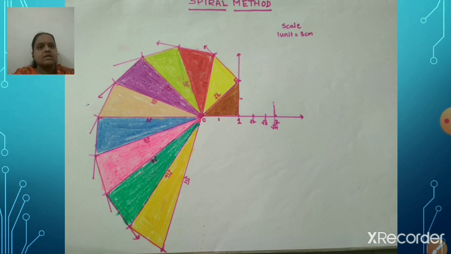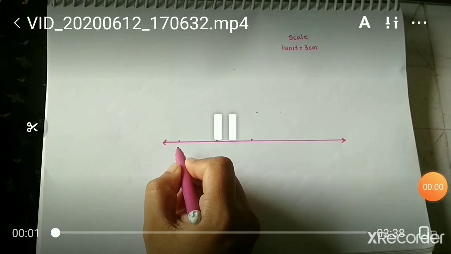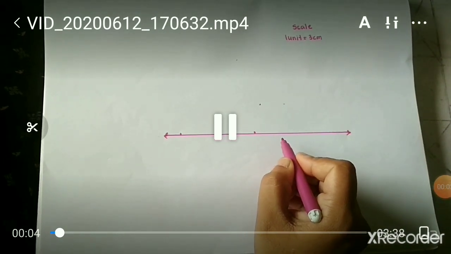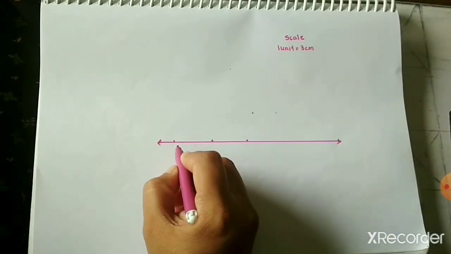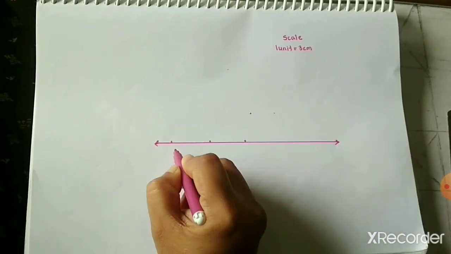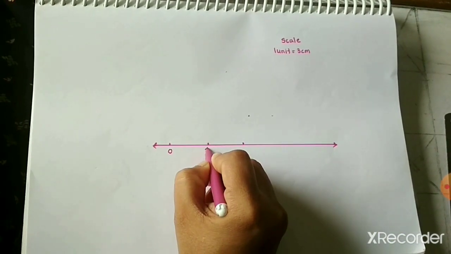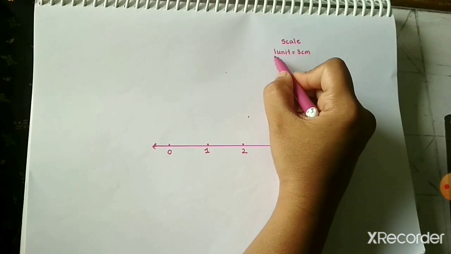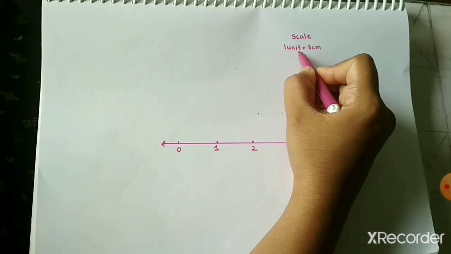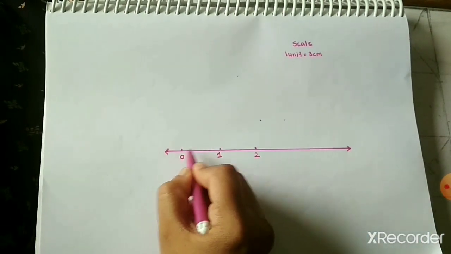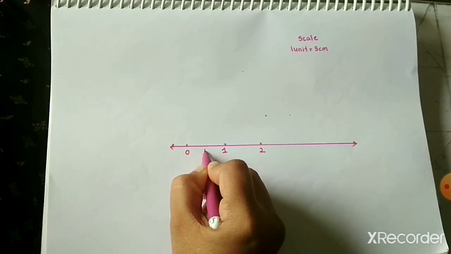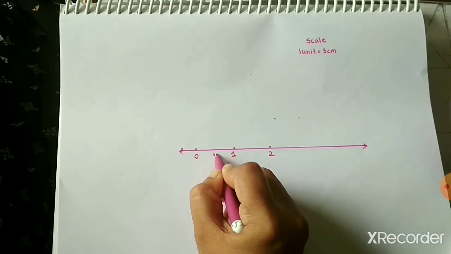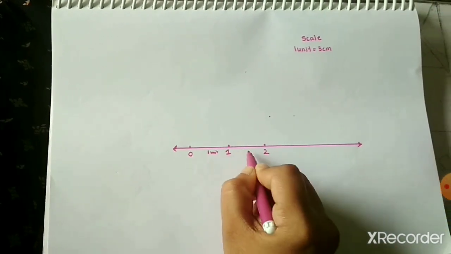So next we will start with the next method. Again we can see the representation of an irrational number on a number line by some different method. To construct an irrational number on a number line, I will just draw the number line. I will take the points as 0, 1, 2 and so on, you can draw. And I have already written a scale, 1 unit distance as 3 centimeter. That means the distance between 0 to 1 is 1 unit. 1 to 2 is nothing but 1 unit distance.